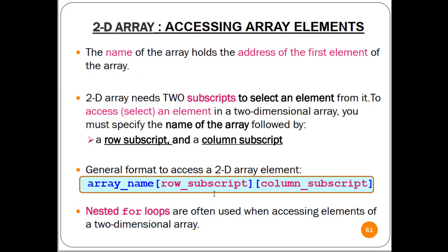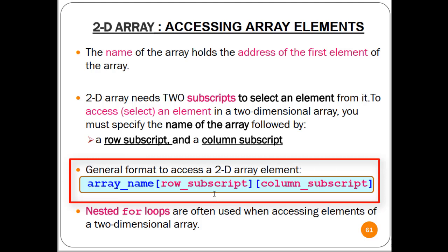So we know that a 2D array has two pairs of square brackets when you declare the array. When you want to access an element from your 2D array, you're going to need two subscripts. A 1D array would need one subscript, but a 2D array would need two subscripts to access an element. The general format to access a 2D array element is you write the array name, then the row subscript, and then the column subscript.